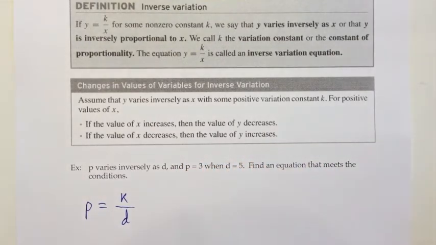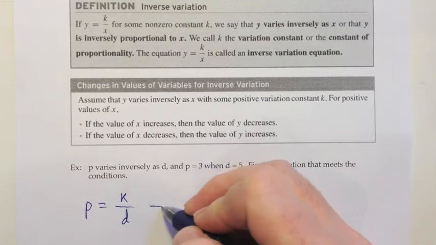So that's the big difference. If it said direct, it would be k times. When it says inversely, it's k over. The rest of the process is very similar to what we were doing before.